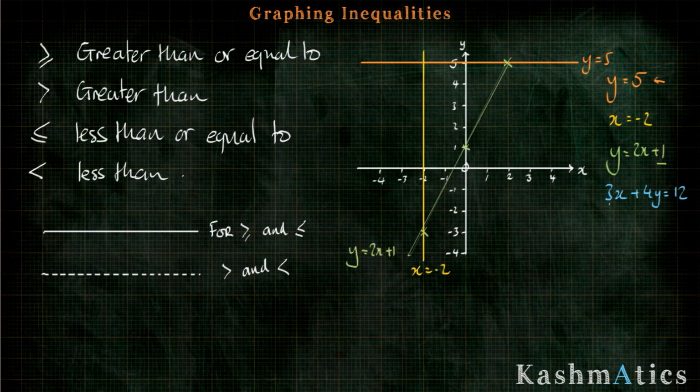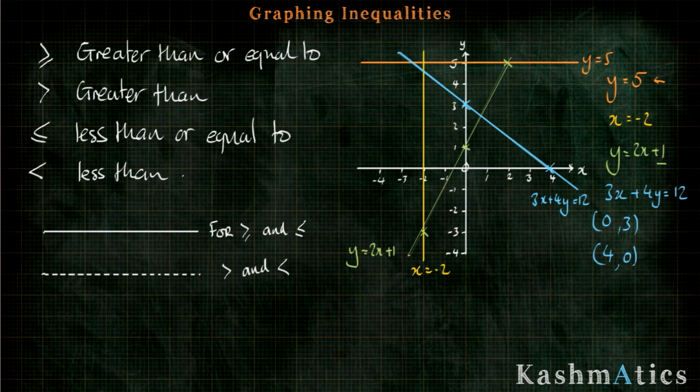And for the last one, 3x plus 4y equals 12. What I would do here is I'd pick two coordinates. And if you remember from before, when x equals 0, I work out the y coordinate, and when y equals 0, I work out the x coordinate. So if x equaled 0, then I'd get 4y equals 12, which means y is 3. And if y equals 0, that means 3x would equal 12, and x would equal 4. So I'd plot (0, 3) and (4, 0), and join those with a straight line.